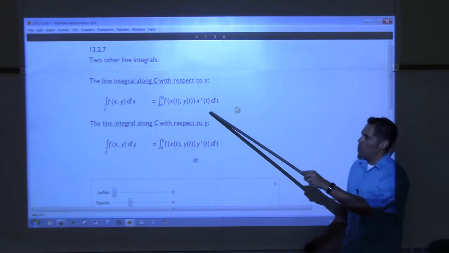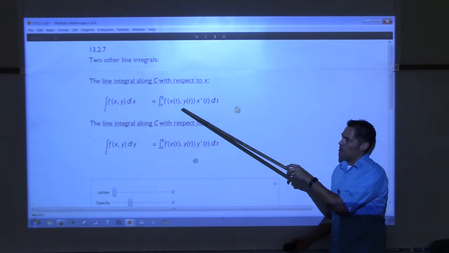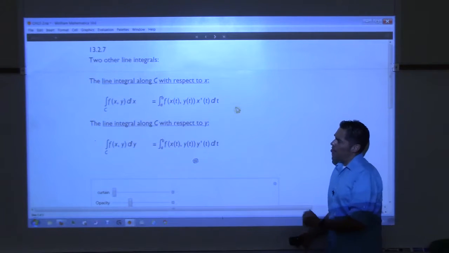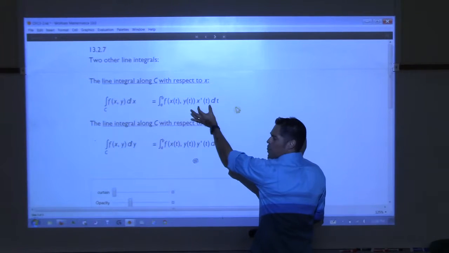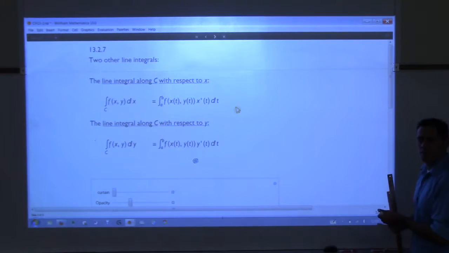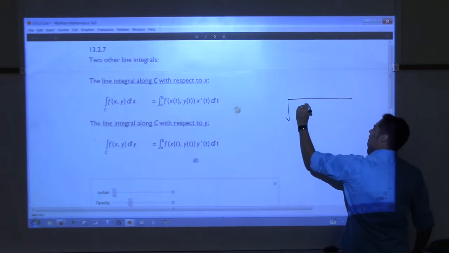First of all, what is this formula? How is this formula different than the one with respect to arc length? It's with respect to x. Okay, so instead of having that square root of all that junk there, it just has x prime of t, right? That's what it has. So go back to the arc length formula. Here is the arc length formula.